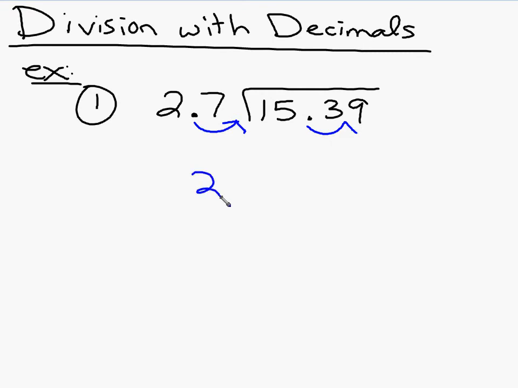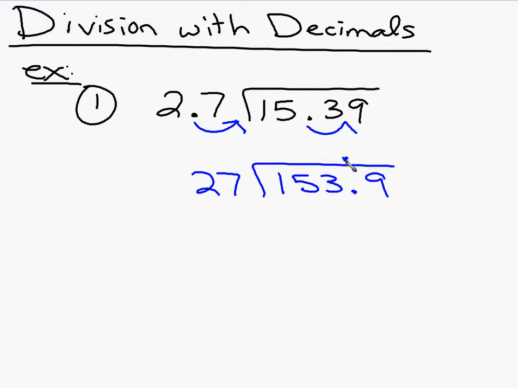Now the problem is 27 divided into 153.9. That's my problem now. Now, what do I do with that decimal? It's very simple. Just bring it up like that. And then from that point on, we ignore the decimal.